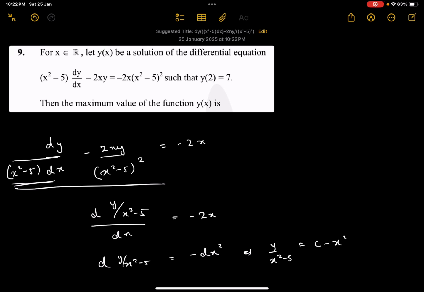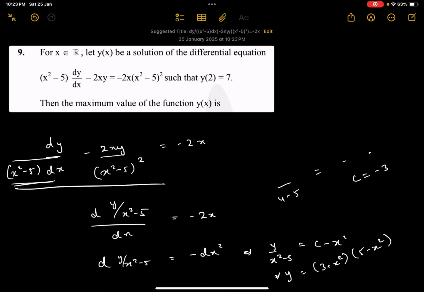And we are given that at x equals 2, y equals 7. We substitute this into this to get 7 upon 5 is c minus 4 equals minus 7. That gives us c equals minus 3. So that gives us y equals 3 plus x square into 5 minus x square.